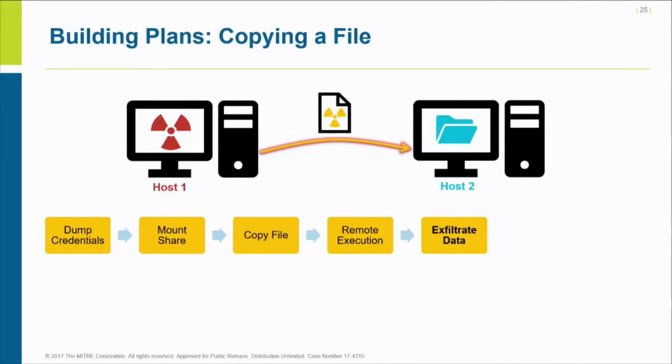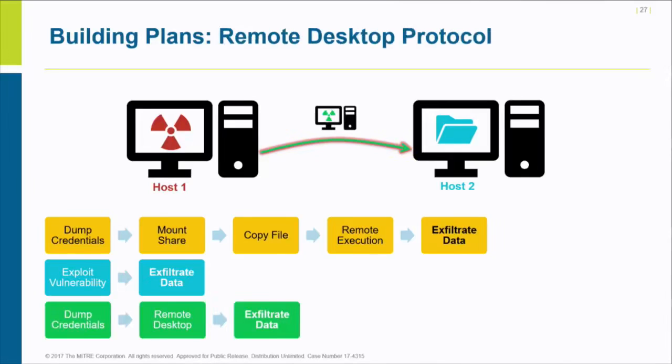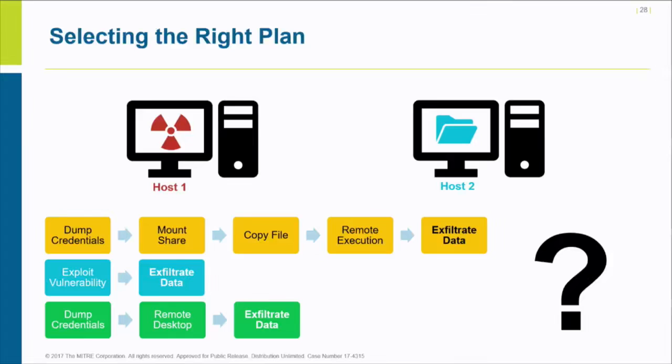So here's an example plan where I'm using copy file to move laterally. First I dump credentials, then I mount the network share, then I copy the file, remotely execute it, and then finally, now that I have code execution after the remote execution, I exfiltrate data from host 2. Another plan is I might want to just immediately jump the gun, exploit a vulnerability from 1 to 2, and then exfiltrate data. Then another plan might be I'm going to dump credentials, then I'm going to use RDP, then I'm going to exfiltrate data from host 2.